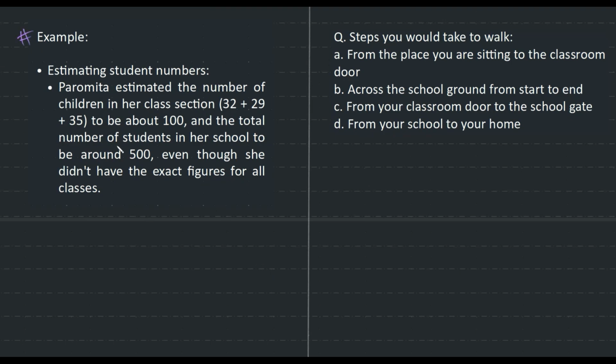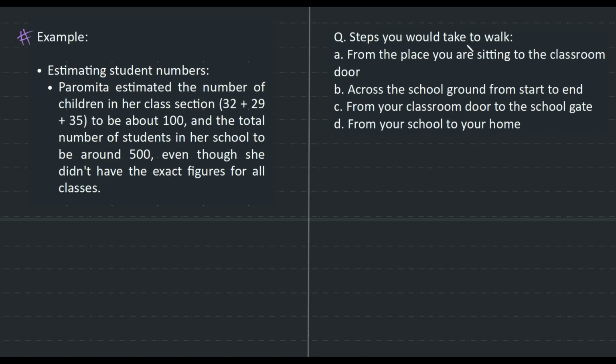Of course, more than this. Estimating student numbers. So we spoke of that. Number of classrooms in her class section: 32 plus 29 plus 35 to be about 100, and total number of students in her school to be around 500, even though she does not have the exact figure for all classes. Right, again, whatever example I gave, it's the same thing.